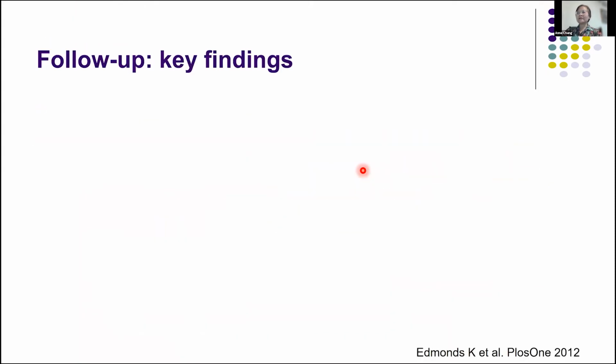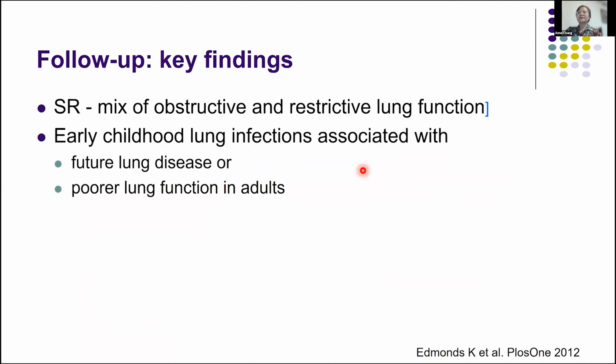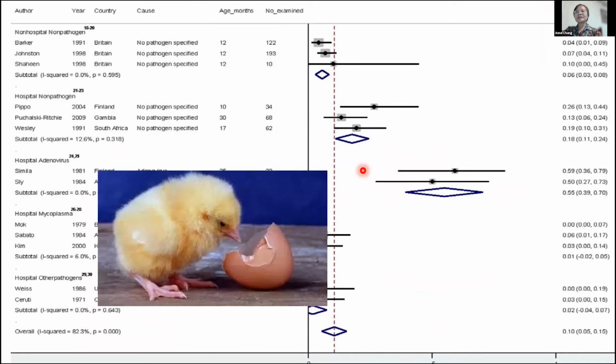So what about the childhood effects? This is Karen Edmonds' systematic review. She found a mix of obstructive and restrictive lung function. And again, she spoke about future lung disease and poorer lung health. And this is the graph that she produced, or the meta-analysis that she produced, showing the different pathogens. But is it the chicken and the egg?